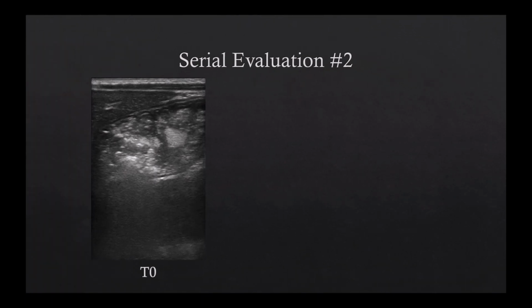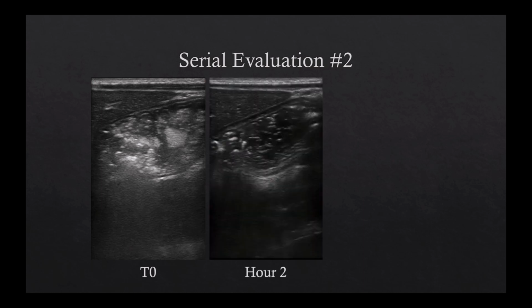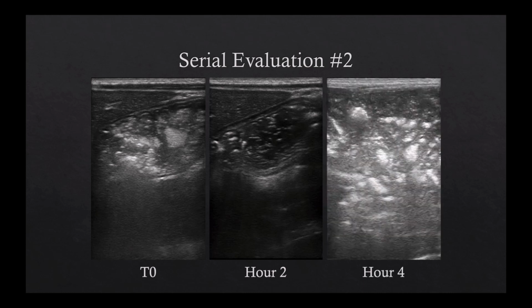Here is another example of a serial evaluation for a different patient. In this case, at time 0, we once again had an enlarged gastric antrum with this heterogeneous solid content. 2 hours later, the antrum looked overall smaller, content seemed like it was clearing. However, 2 hours after that, as opposed to our last patient where we saw a complete emptying of gastric content, in this case, the gastric antrum suddenly seemed to be much larger and have once again this return of heterogeneous hyperechoic content.